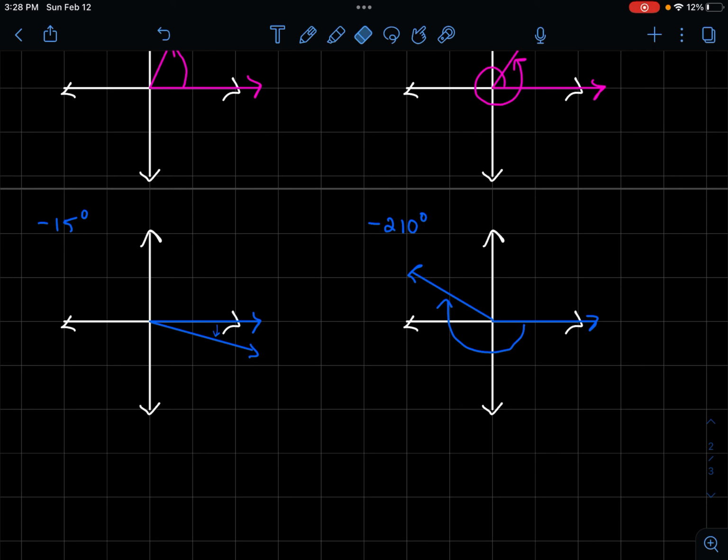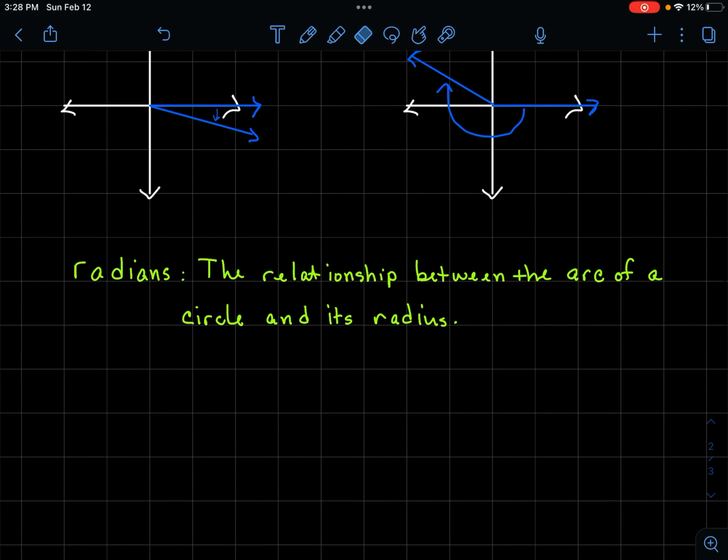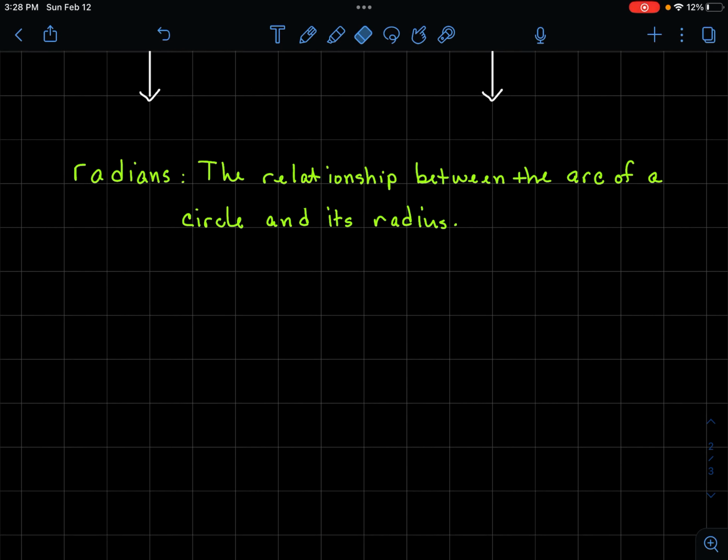Negative 15 degrees, we go 15 degrees below the x-axis, and negative 210 degrees, we go below the x-axis, and then some to make up 210 degrees in the negative direction.